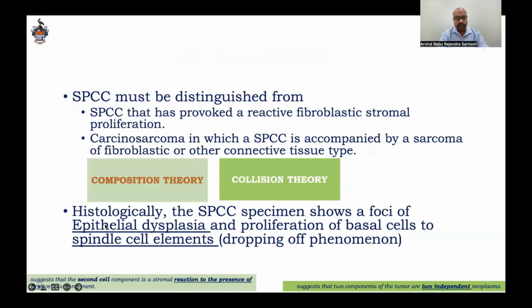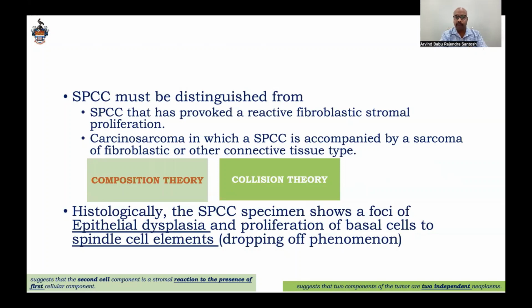The literature also suggests that spindle cell carcinoma must be distinguished from spindle cell carcinoma that has provoked a reactive fibroblastic stromal proliferation, which is trying to support the composition theory. There is a carcinosarcoma in which a spindle cell carcinoma is accompanied by a sarcoma or fibroblastic or another type of connective tissue tumor, which means that it's a collision theory.